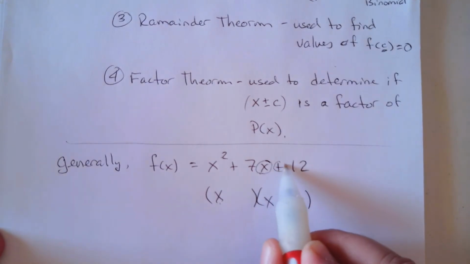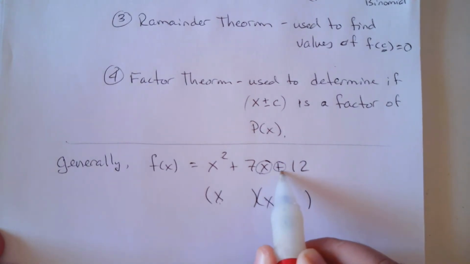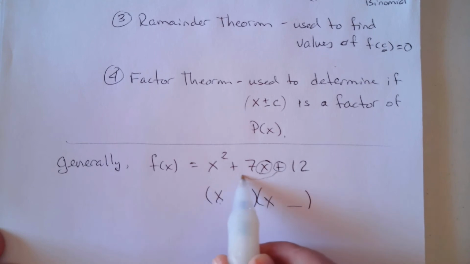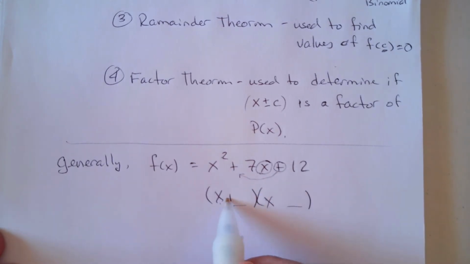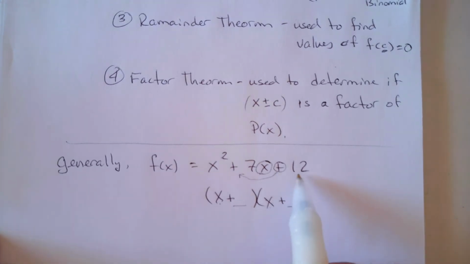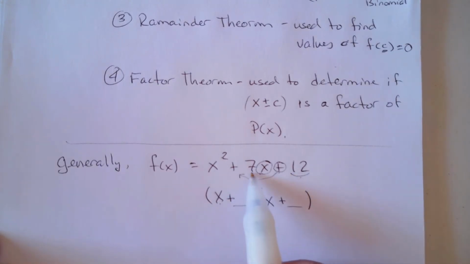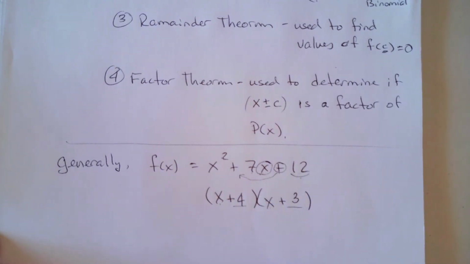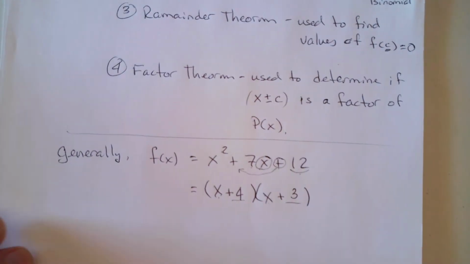Then we look at the second term. There's a second sign. It's a plus. What that means is both of these numbers here have to have the same signs. They have to have plus. Then we look at the last term, 12. What times what equals 12? When you add them, you get 7. 4 times 3. All right.